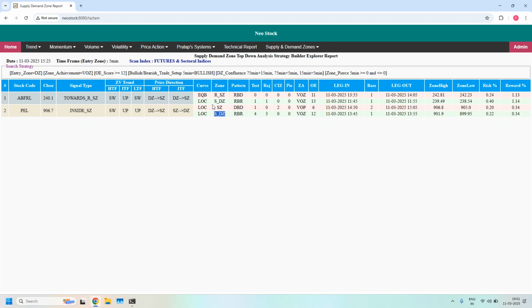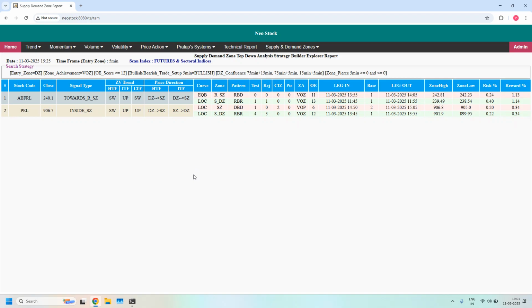In both these stocks, these 5 minutes demand zones are fine-tuned 5 minutes demand zones from 75 minutes demand zone. But 75 minutes trend is sideways. We can't further filter based on the EMA confluence because that does not give any advantage in sideways trend. So this is bullish trade setup for hourly income trade.